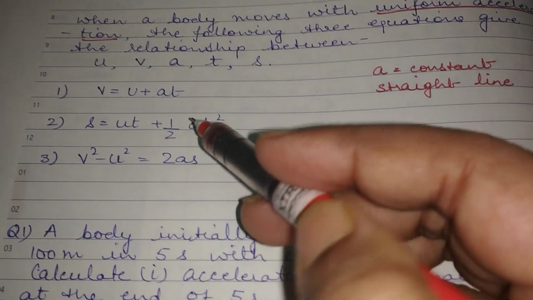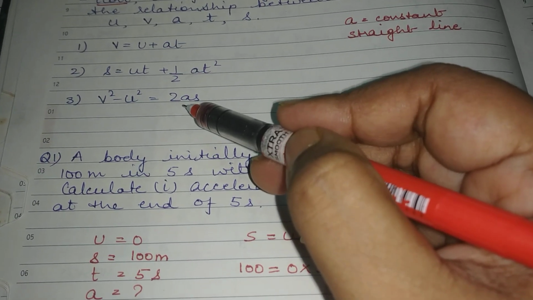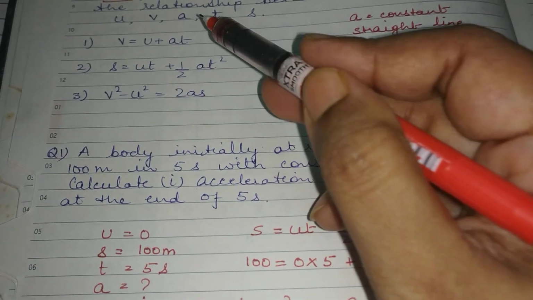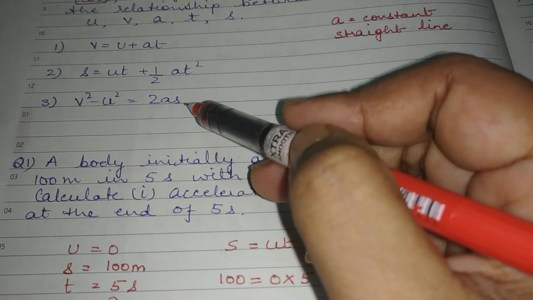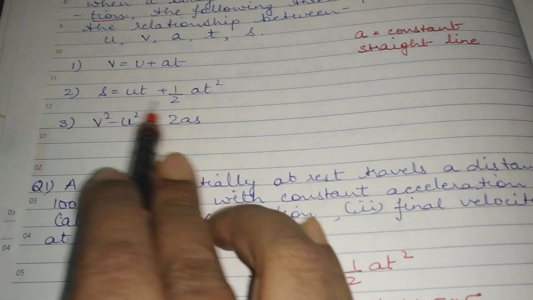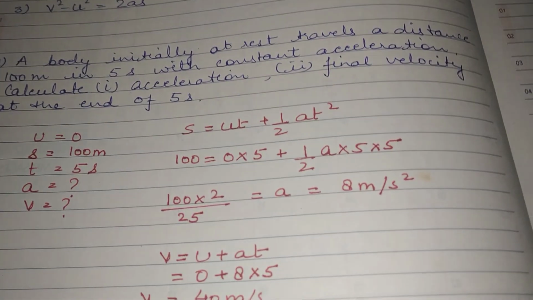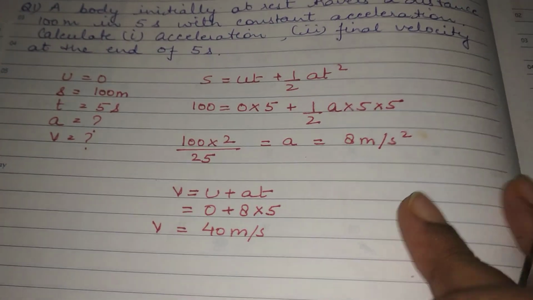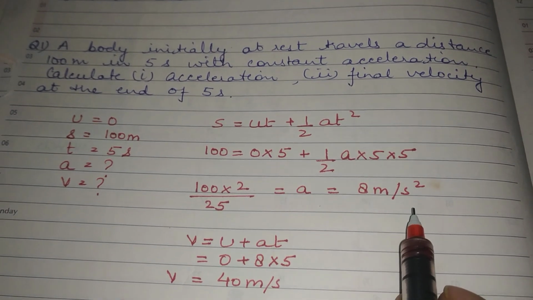As you can see, in the second and the third only we have the distance value given, and therefore we cannot use the first equation of motion. In the third equation of motion there is no time factor, so we are left with no choice other than the second equation of motion. So when we put all the values here, we get acceleration as 8 meters per second square.